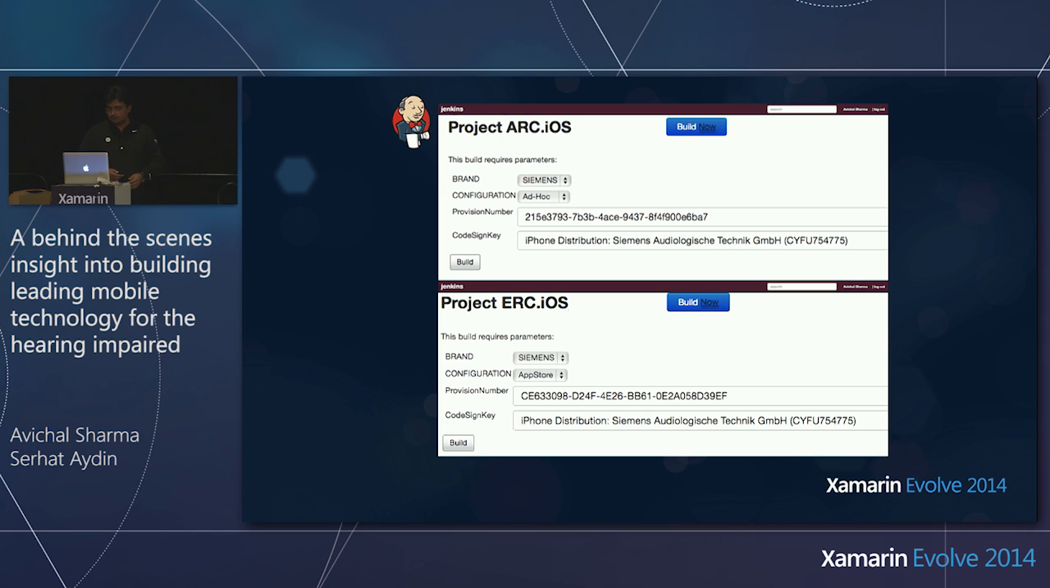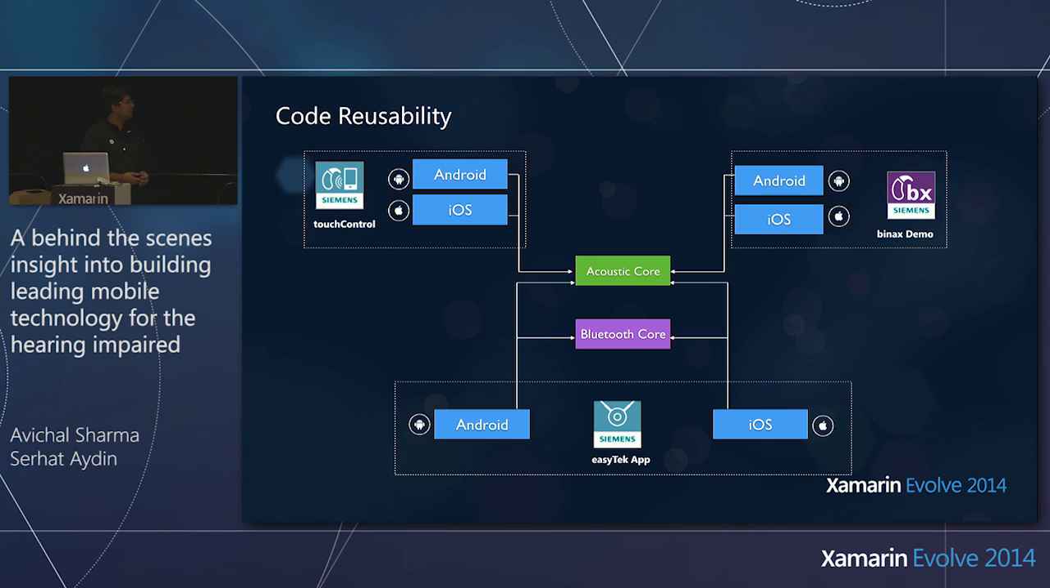So a little bit about the code reusability, for which everybody comes to Xamarin. Well, the basic idea is that if you use Xamarin, you can share the code between the Android and the iOS versions. But if you see here the acoustic core component that we have used, right now it's being shared among 6 different apps. So this one project that we created, right now it's being shared by the Touch Control Android and iOS version, the easyTek app, both the versions, and the bindings demo as well.